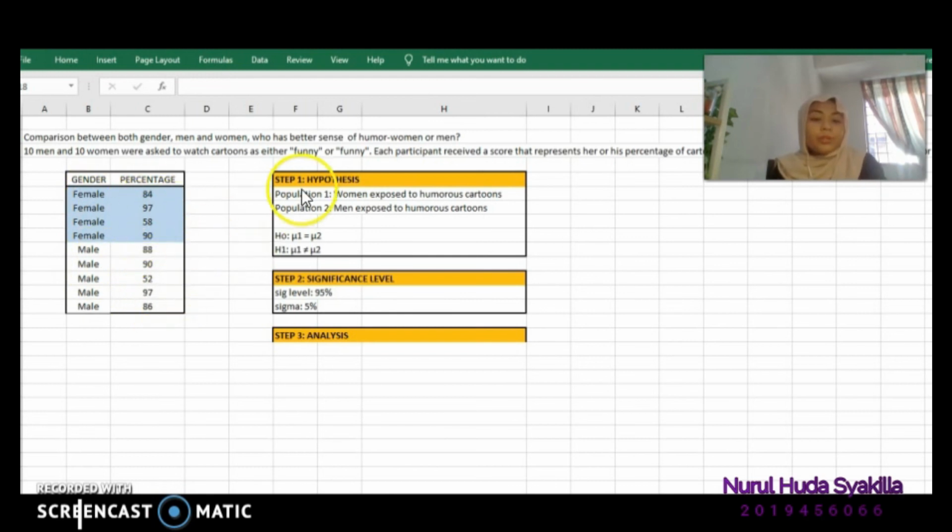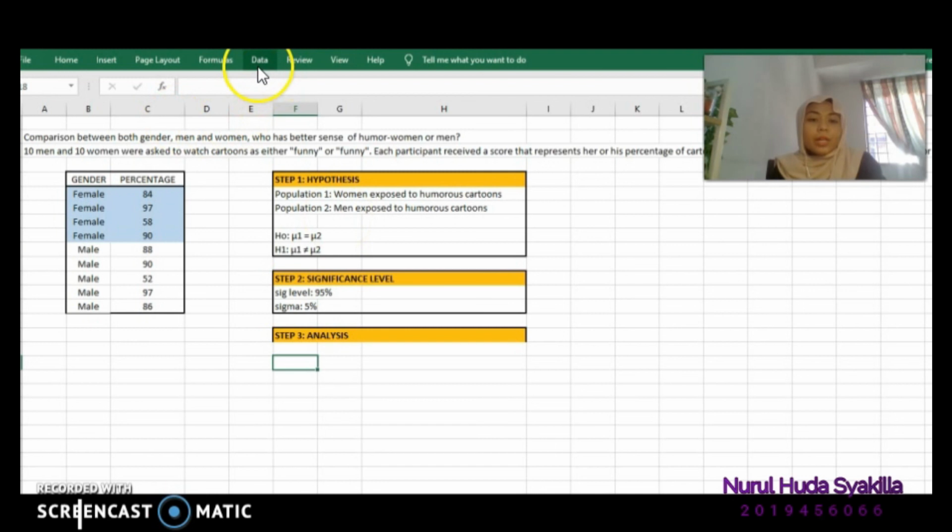So moving on to the next step, step 1, hypothesis. Population 1 is women exposed to humorous cartoons, and population 2 is men exposed to humorous cartoons. For the H0 we're using equal and for the H1 we're using not equal. Next is step 2, the significance level. The significance level is 95% while sigma is 5%. So the next step is step 3, analysis.